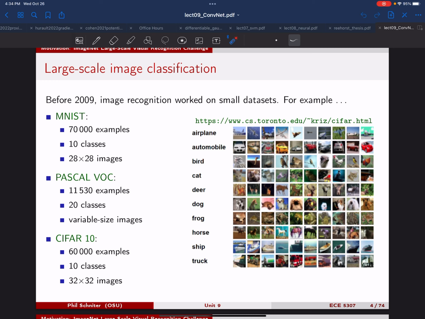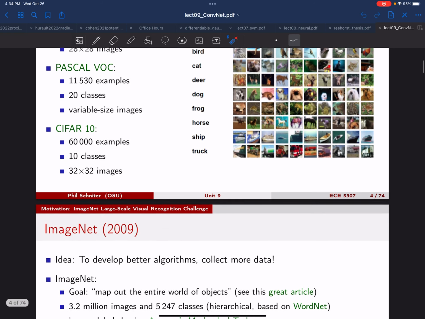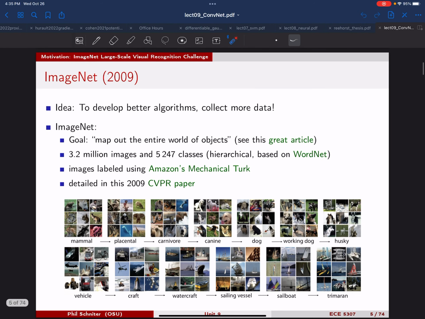And even at that time, these things would stress the compute hardware. It would take a long time to train the methods for data sets of this size at that time. So it was kind of counterintuitive, but one research group had what seemed to be kind of a crazy idea at the time, which is that actually we need much bigger data sets.